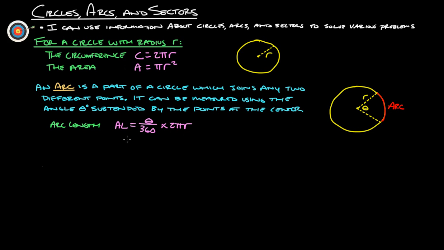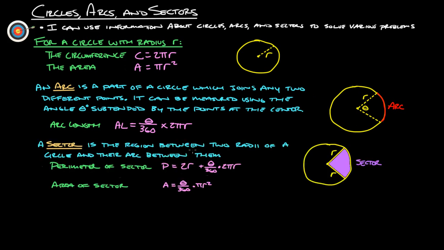Okay? The arc length is going to be the angle measure of the circle divided by 360 times 2 pi r. If you'll notice, that's basically the circumference. That would be the whole circle. So if it was the whole circle, it would be 360 over 360, which is 1 times 2 pi r. So that's just the circumference. We're basically just finding the fraction of the circle that we're actually looking for. Okay, so that's how you calculate the arc length.